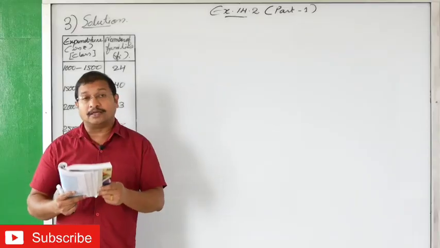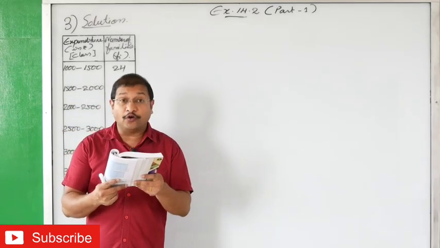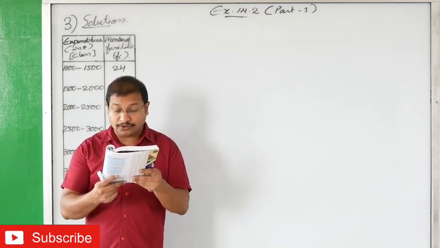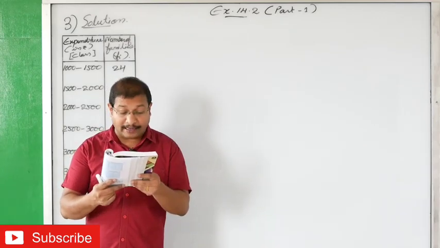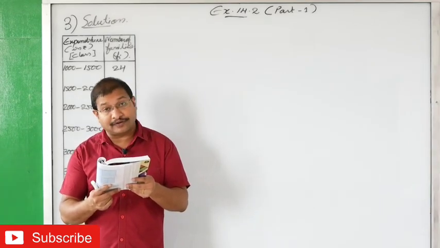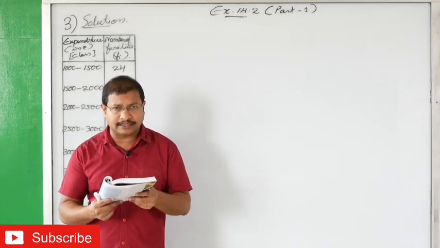Okay. Let's see the next question. Question number 3. I'll read the question once. The following data gives the distribution of total monthly household expenditure of 200 families of a village. Find the modal monthly expenditure of the families. Also find the mean monthly expenditure. Of course, the table is given.